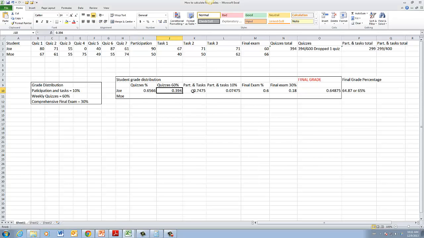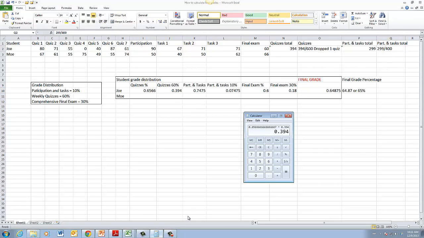And that's here. Now remember, participation in tasks, he got a 299 out of 400. So I'm going to calculate 299 divided by 400. And Joe got a .7475, which is here. Remember that participation in tasks are 10% of the total. So let's calculate how much that would be multiplied by 10%. And that's .07475, and I'm putting that number here.